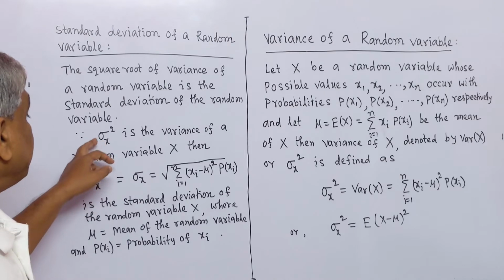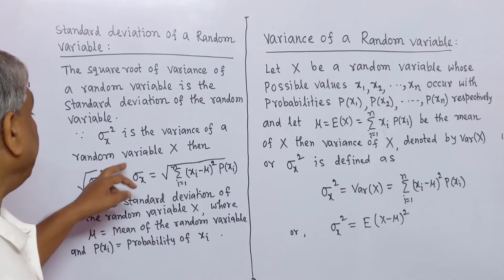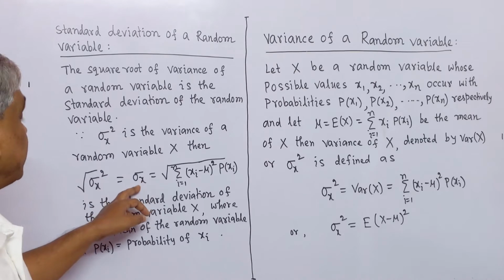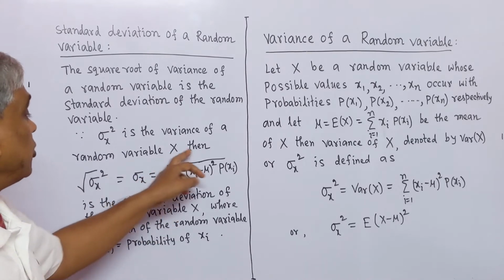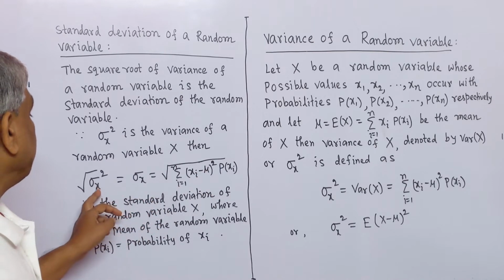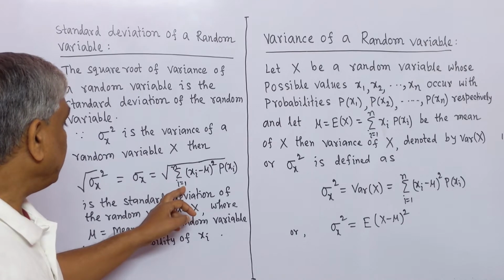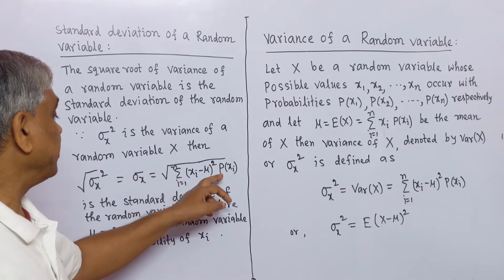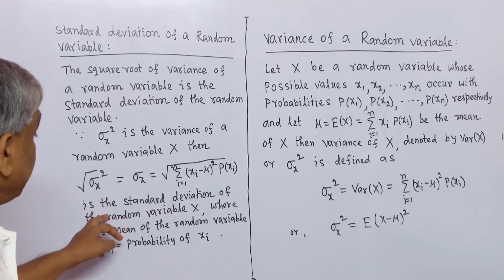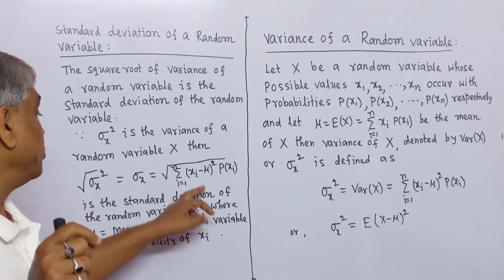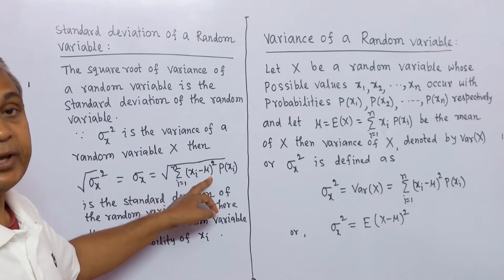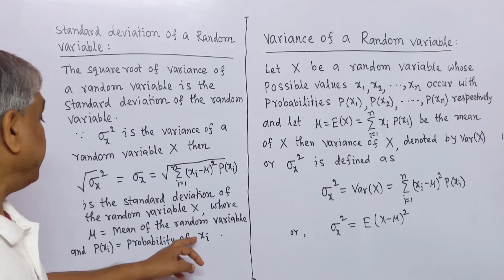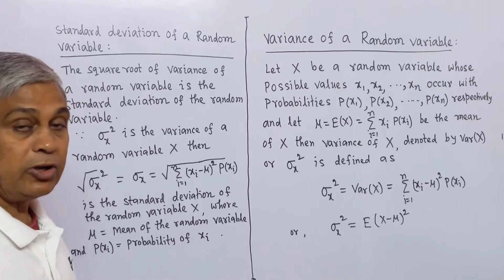Since sigma x square is the variance of a random variable X, then square root of sigma x square equal to sigma x, and this equal to square root of sigma i equal to 1 to n, sigma means summation, (xi minus mu) whole square pxi, is the standard deviation, where mu is the mean of the random variable X and pxi is the probability of random variable capital X equal to small xi.